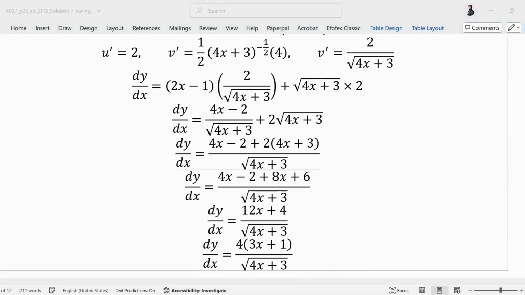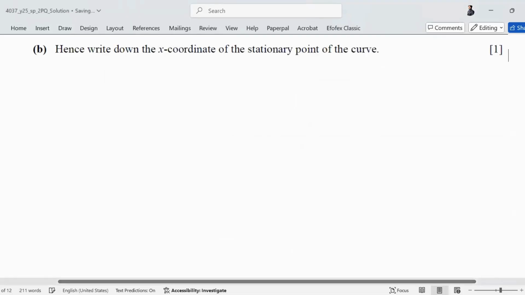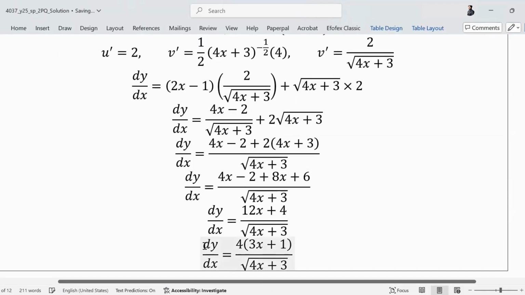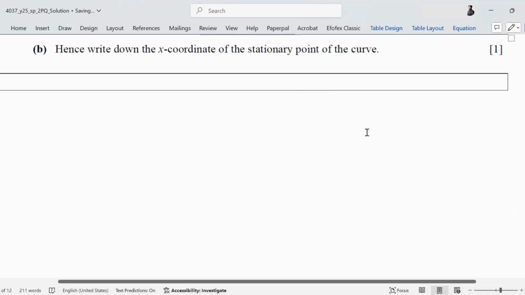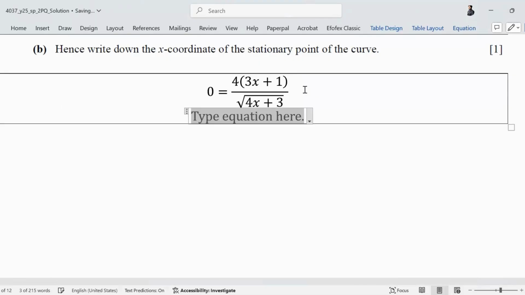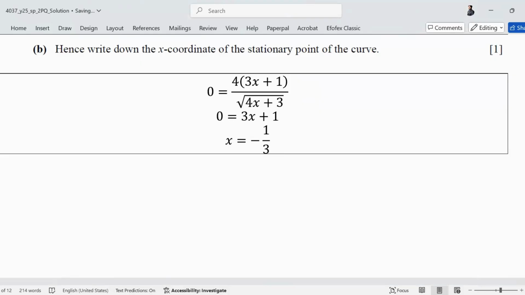Moving on to part B, the question wants us to write the x coordinate of the stationary point of the curve. Now, the stationary point is where the derivative is equal to 0. Now, when I put the entire derivative equal to 0, the denominator also becomes 0 and 4 divides out, and I am left with 3x plus 1 equal to 0, and the value of x is negative 1 upon 3. That is the value that the question is asking me.